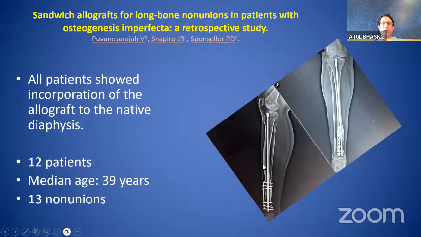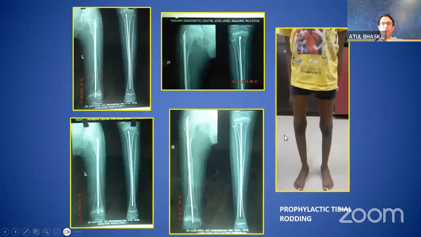Sometimes I use allograft even in the tibia. If this child had a non-union in the lower area, we put a supplementary plate and put allograft. So this is a well described technique of using graft in OI bones.